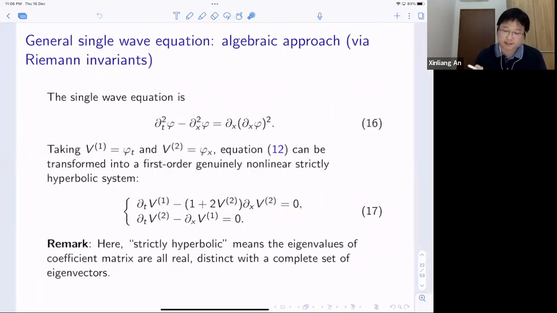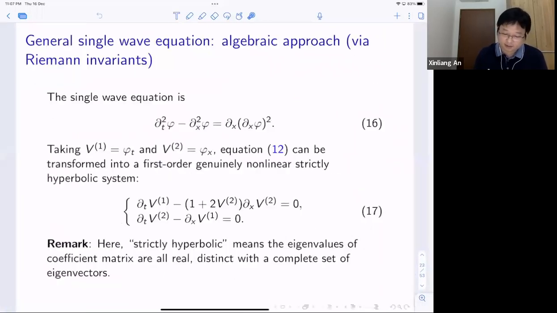Besides the geometric approach for this single quasilinear wave equation, we also have a different approach, which is an algebraic approach. We can rewrite this as a 2x2 system, so we have the Riemann invariants. Based on this equation, we define v1 and v2 to be two new unknowns, and equation 16 can be translated into a 2x2 hyperbolic system. Note that this is a strictly hyperbolic system, namely both eigenvalues will be real and distinct, with a complete set of eigenvectors. So this is a nice strictly hyperbolic system.